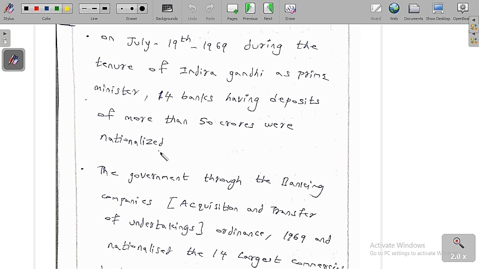So which of the banks having deposits of more than 50 crores were nationalized on July 19, 1969 by Indira Gandhi? She was the Prime Minister at that time. So therefore, on July 19, 1969, during the tenure of Indira Gandhi as the Prime Minister, 14 banks having deposits of more than 50 crores have been nationalized.